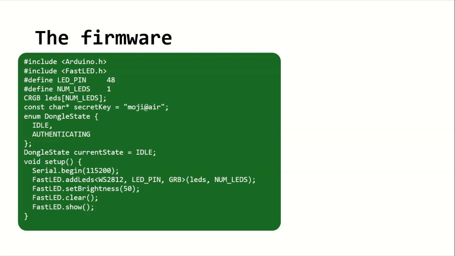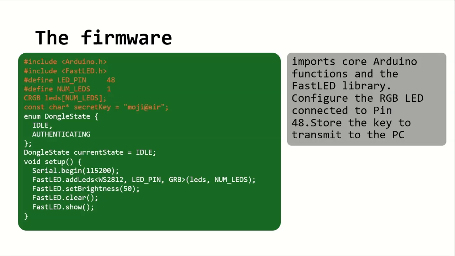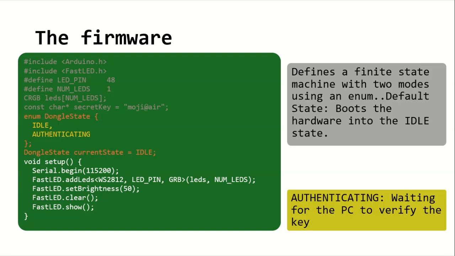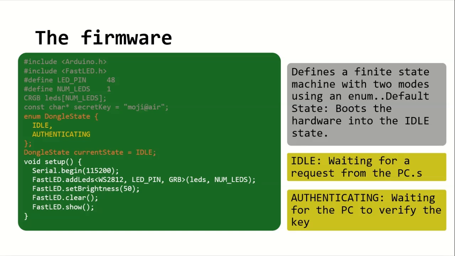We are also going to use the number of LEDs, 1, and pin 48. So we have the CRGB LED set to the num LEDs, and we are also using the secret key set to the Moji. We also set a character array, Moji, here, which is the secret key array. We are also going to create an enum structure which has two states, either idle or authentication.